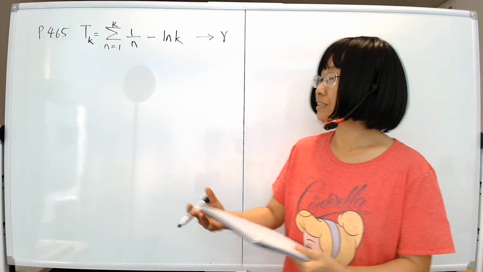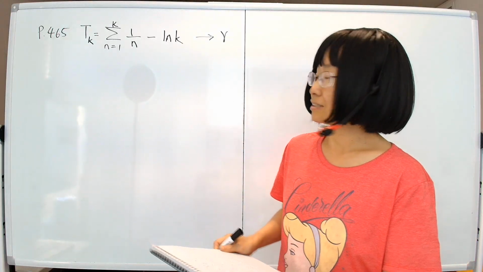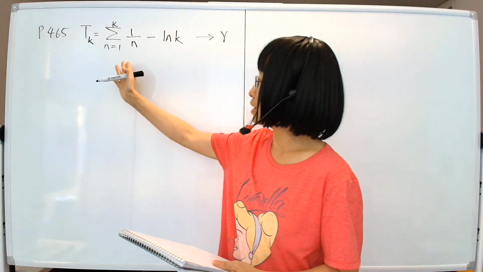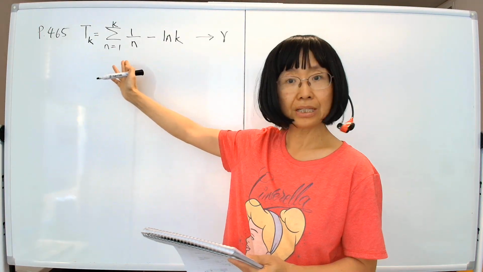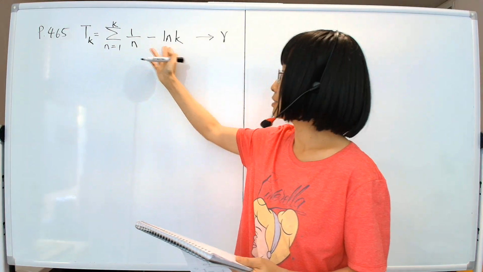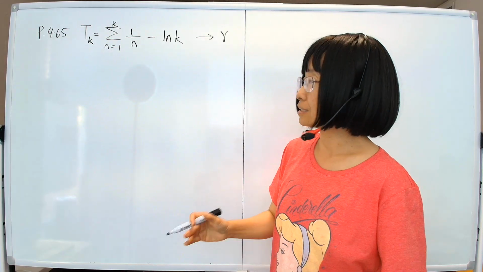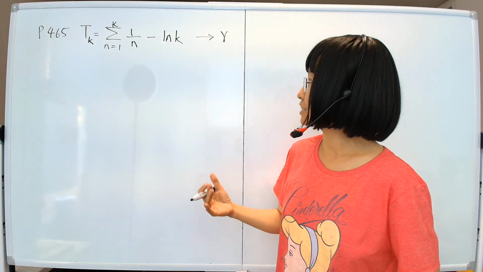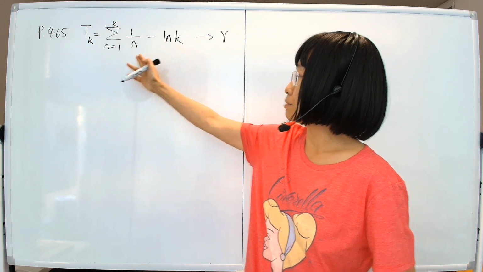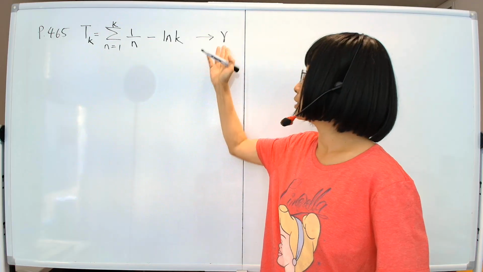But before we finish the section, we need to do Euler's constant. Now this is on page 465. Euler's constant is defined as the difference between the harmonic series as you add it up, and minus the natural log of k. As it turns out, as you add up the harmonic series, the difference between the harmonic series and natural log approaches a fixed number we call gamma.